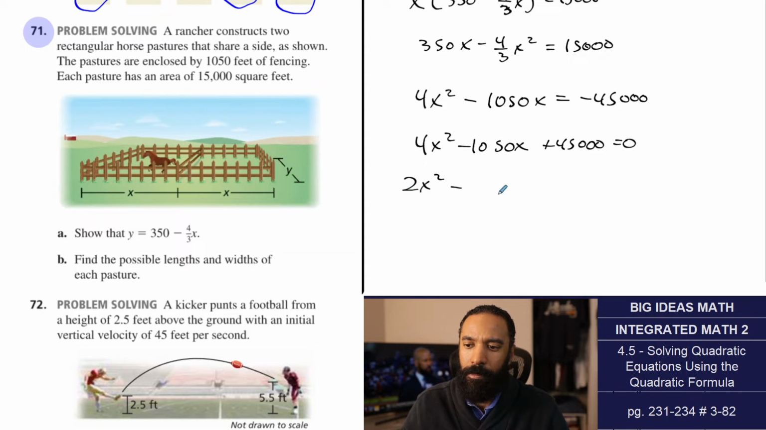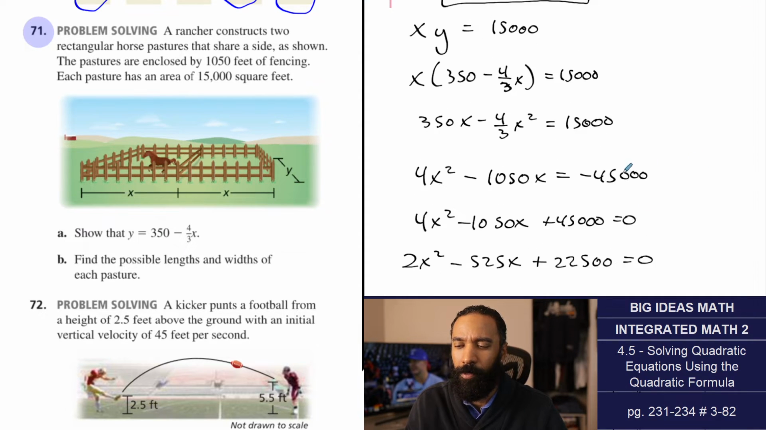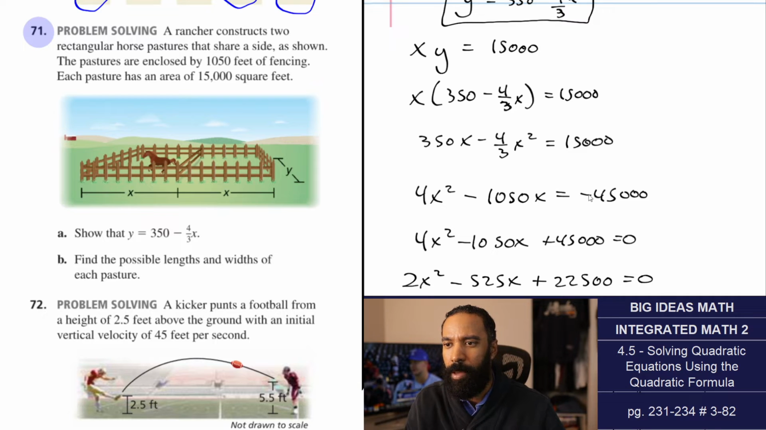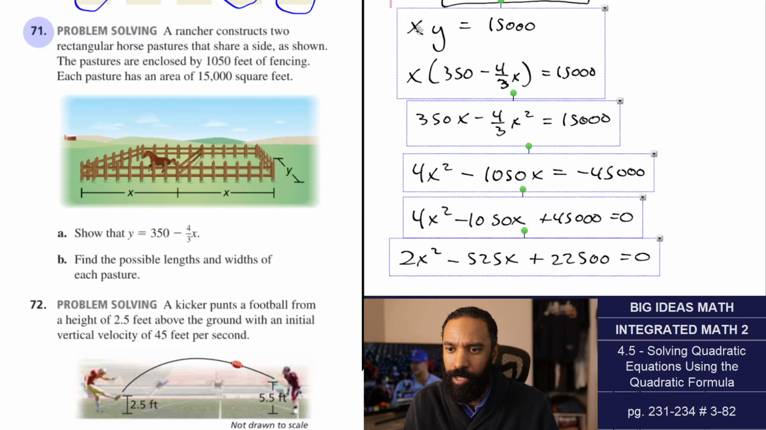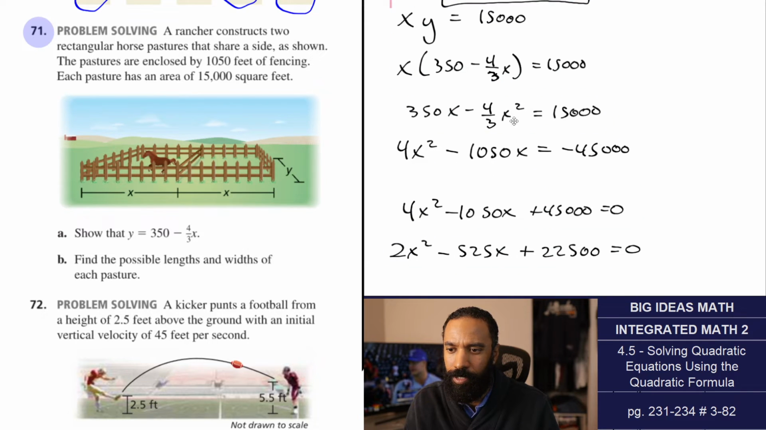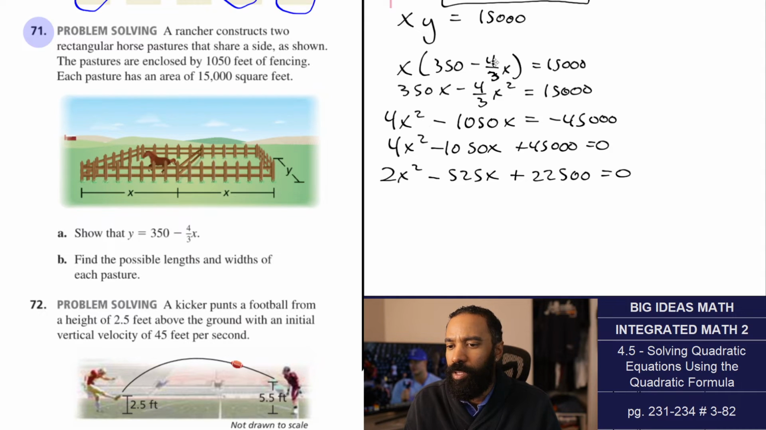2x squared minus 525x plus 22500 equals 0. I don't know if that helps or hurts my numbers that I want to do. I'm going to copy and paste. I'm just going to kind of scrunch it up a little bit here. All right. So I have no idea if that's factorable.